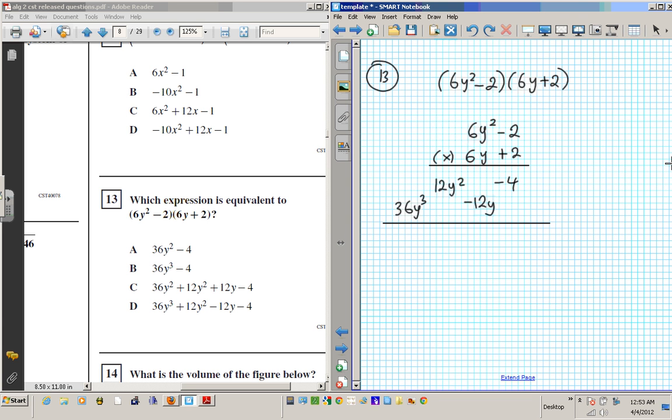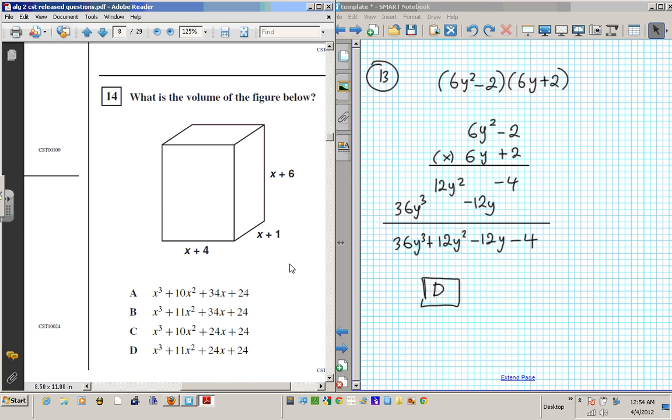We're going to have 36y to the third plus 12y squared minus 12y minus 4. So let's look at it. These two look alike, but we need plus, minus, minus, so our final answer is D. So number 13, the answer is D. Alright, let's move on to number 14.